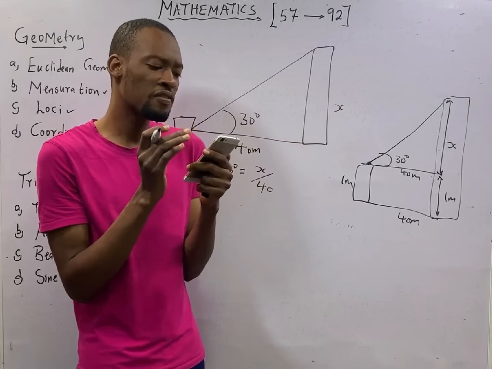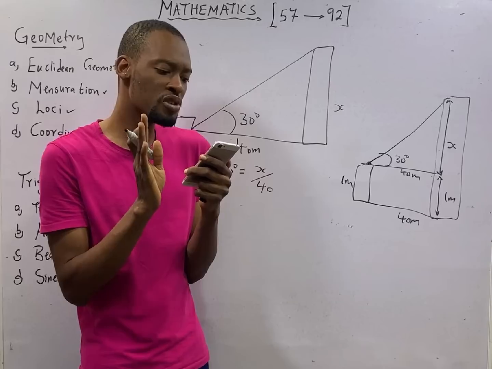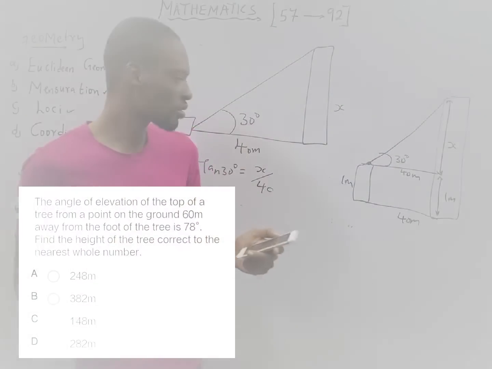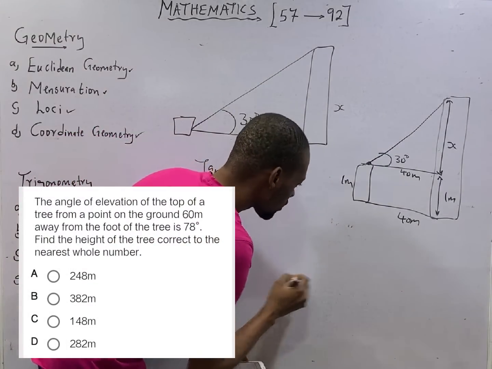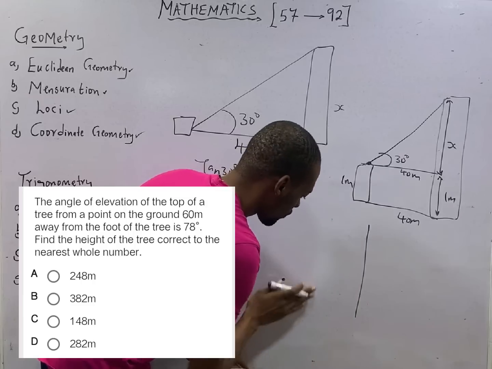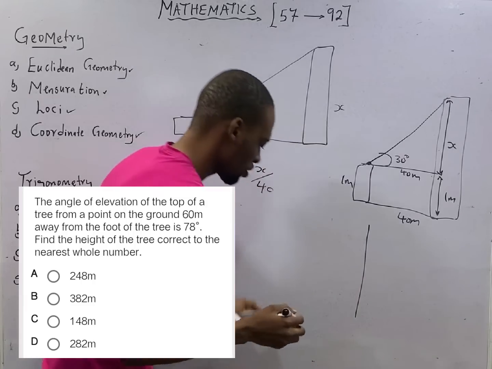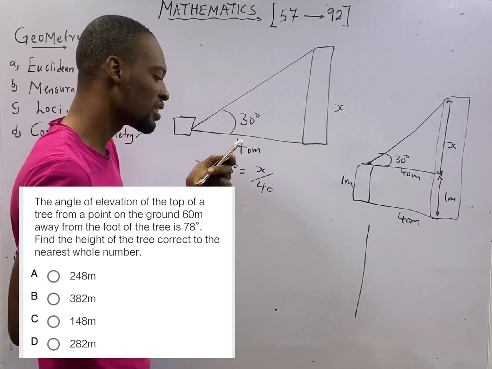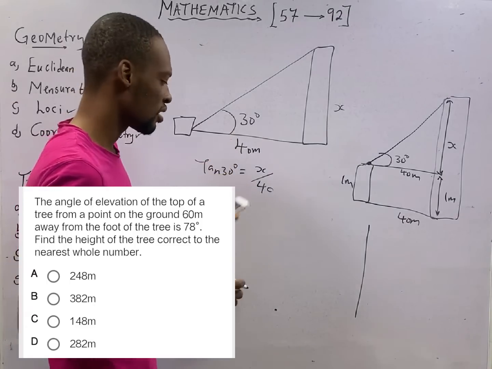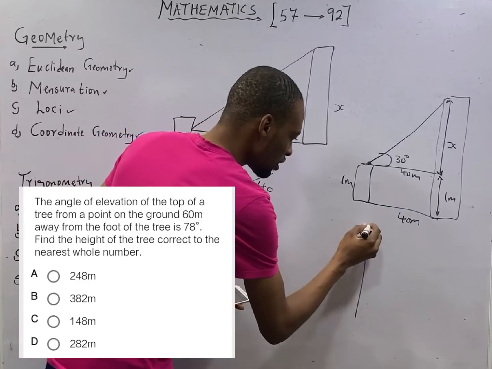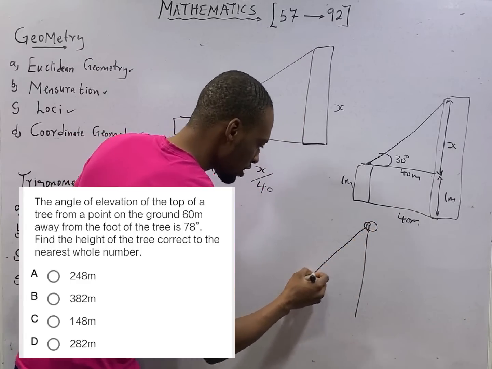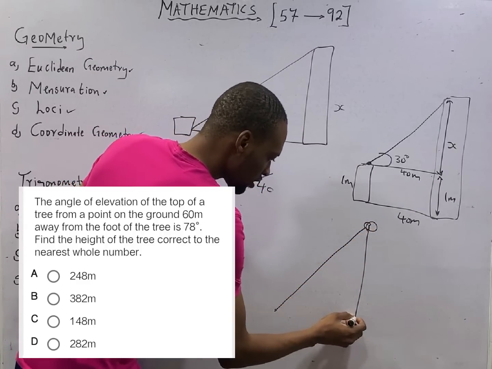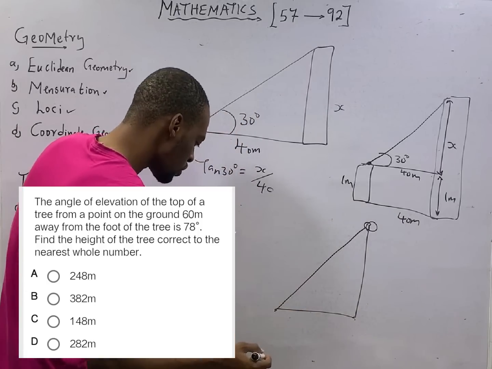The angle of elevation of the top of a tree from a point on the ground. This is a point on the ground. This is a tree. The angle of elevation of the top of a tree from a point on the ground, 60 meters. This is a point on the ground. This is the tree, like this. The angle of elevation is what?